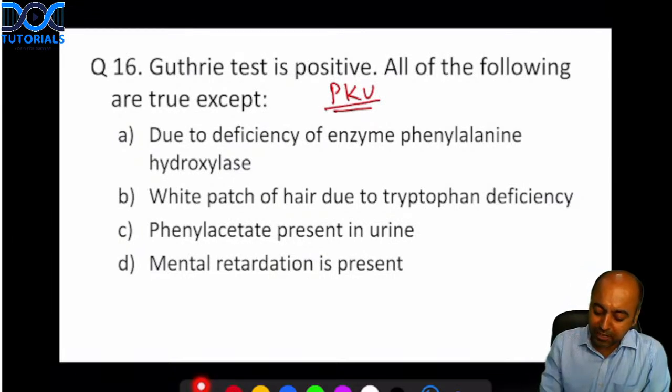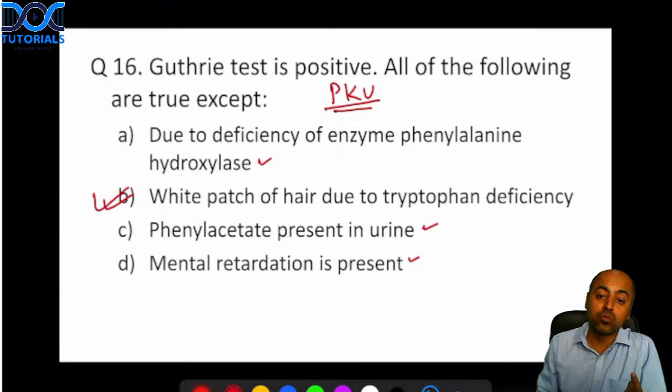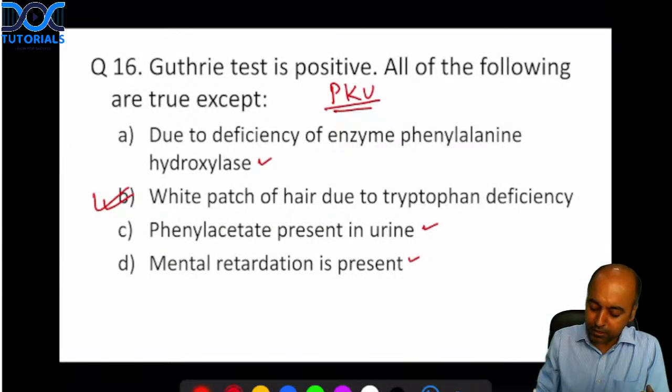Deficiency in phenylalanine hydroxylase is true. Phenyl acetate present in urine? True. Mental retardation is present? True. White patch of hair due to tryptophan deficiency is not related to PKU. Phenyl acetate, which is present in urine, is responsible for mousy odor.